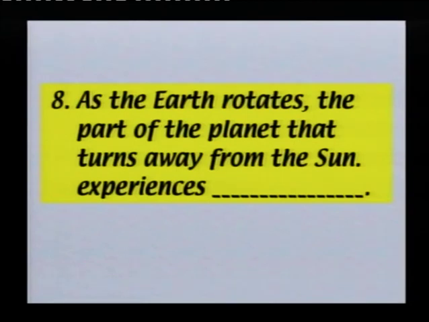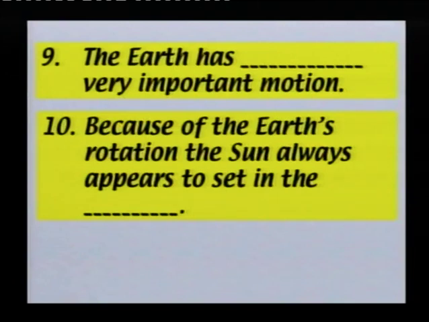Okay, and the 2 last revision activities, that's question 9 and 10. Question 9, the Earth has blank very important motions. And number 10, because of the Earth's rotation, the sun always appears to set in the blank. So those 2 spaces for you to fill in, and I'll give you 2 minutes for the completion of question 9 and 10. Okay, we'll correct now.